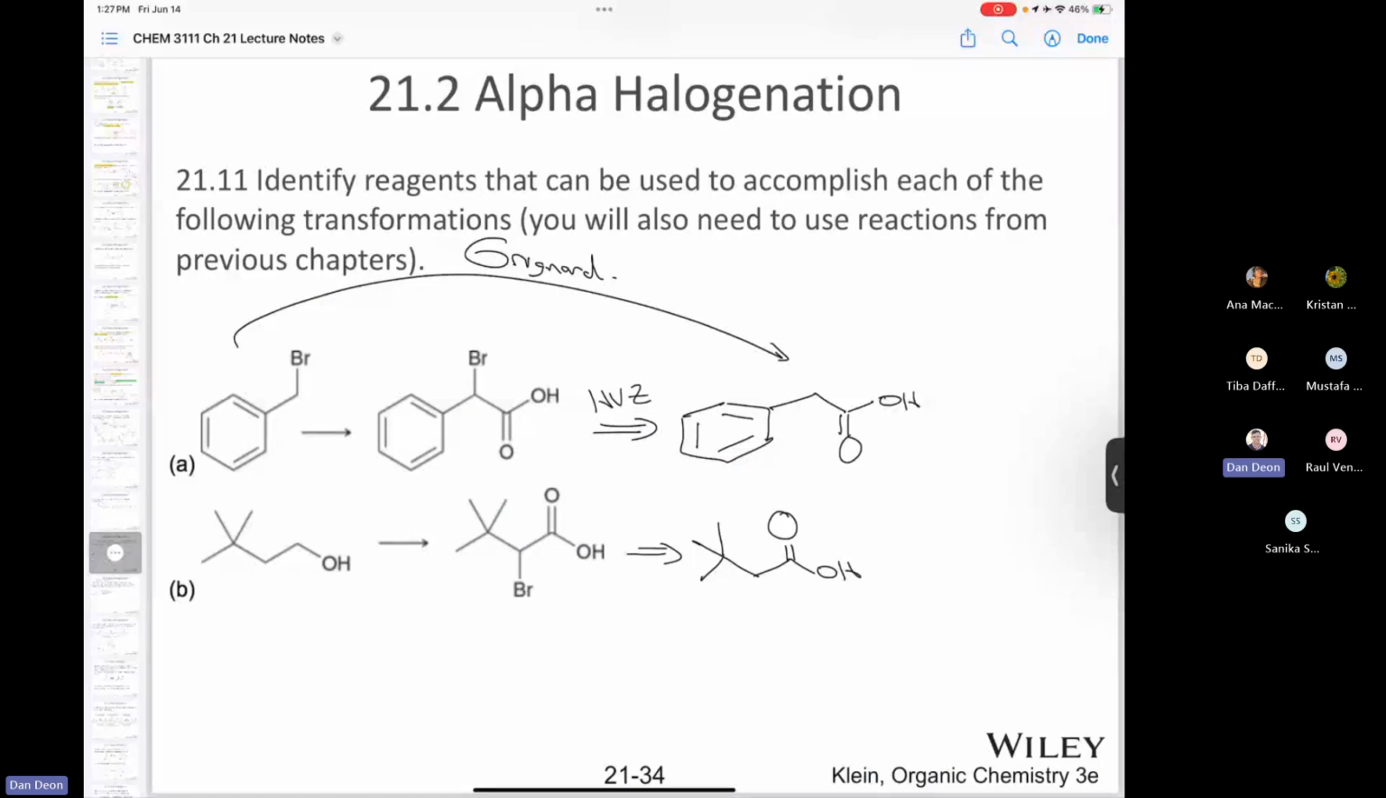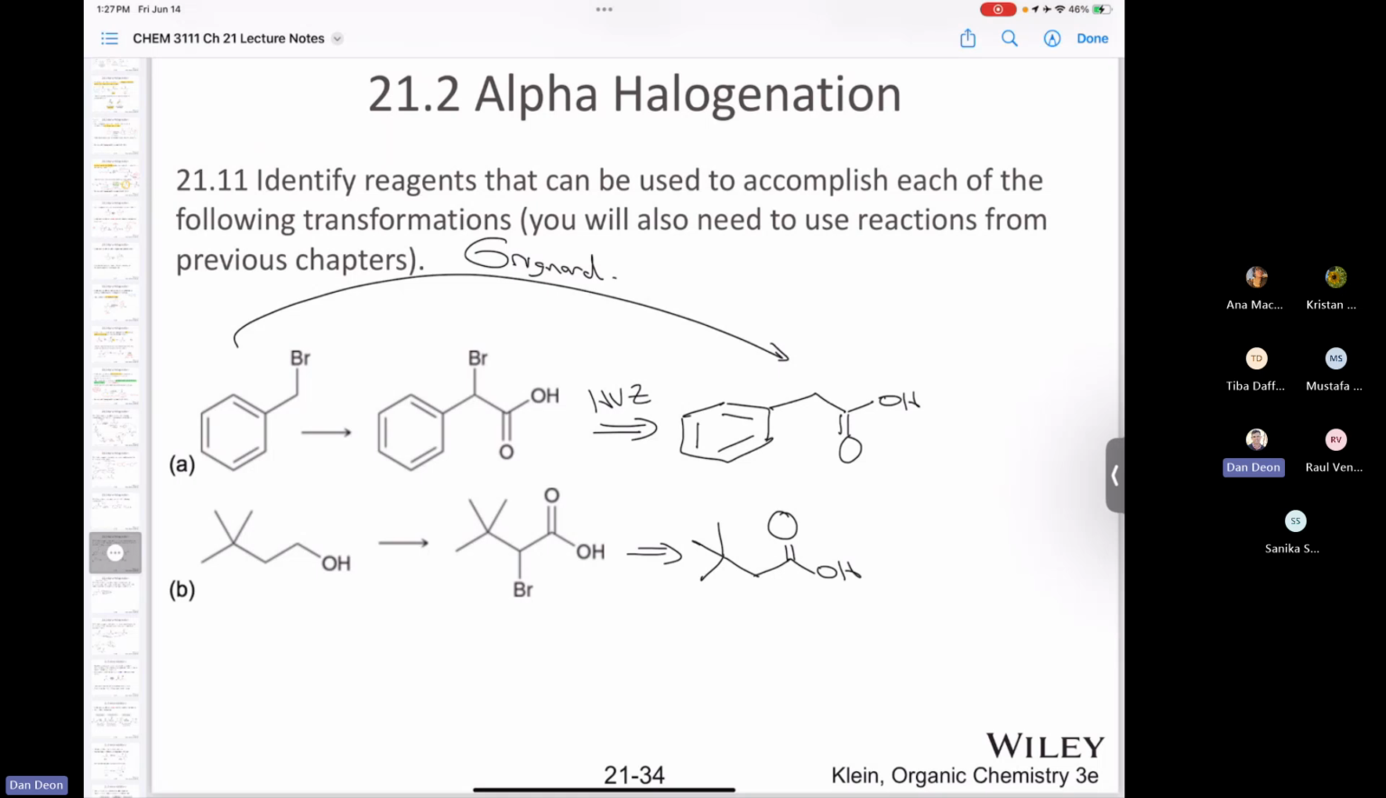We left off looking at these questions very quickly. And it says here, identify reagents that you're going to need to do these transformations. You will also need to use reactions from previous chapters. When I solved these, I didn't write out any intermediates, but I'll put a few in here.